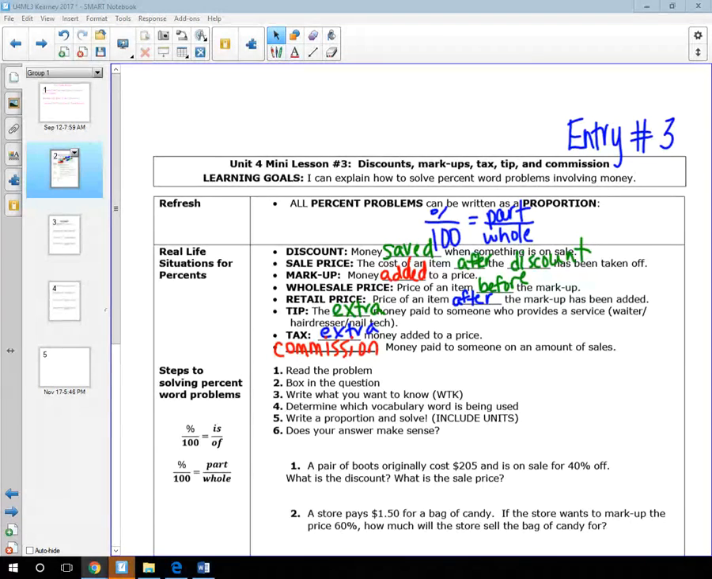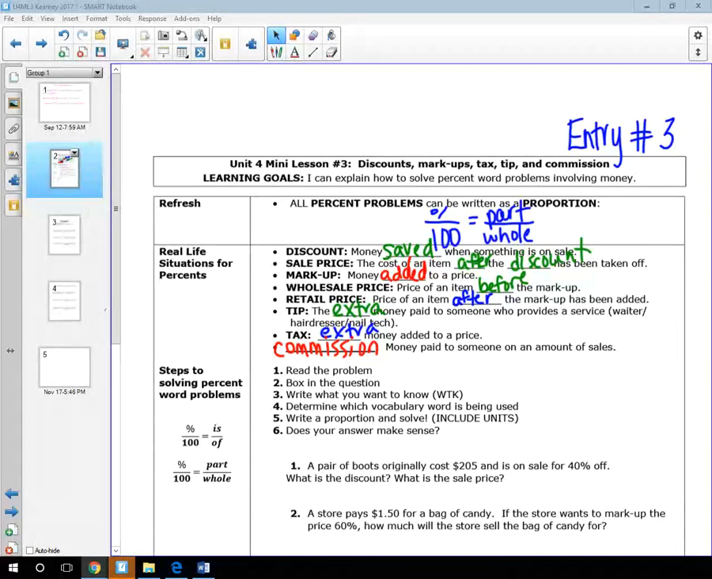So commission is if you work in sales, let's say you sell jewelry or you sell cars or you sell houses. If you sell a house for $100,000, do you think you're going to make all of that money? No. So you're going to make a certain commission. You're going to make a percentage off of how much you sell. So if you're working in sales, the more you sell, the more you make. So if you work in sales, you're constantly wanting to sell things so you can make what's called commission off of the sale.